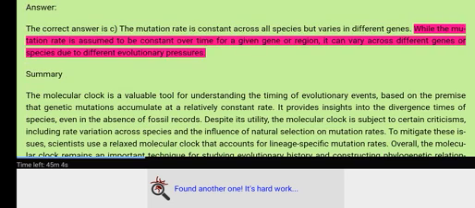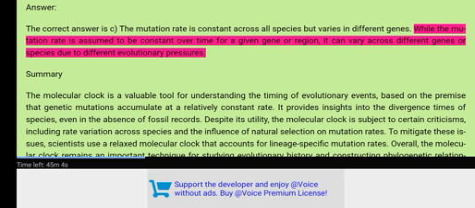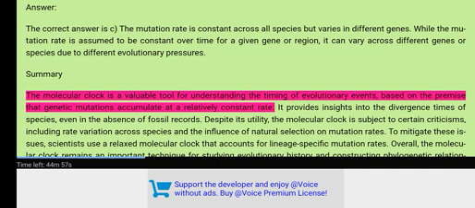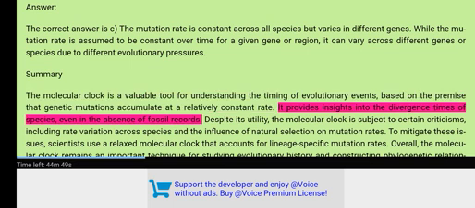While the mutation rate is assumed to be constant over time for a given gene or region, it can vary across different genes or species due to different evolutionary pressures. Summary. The molecular clock is a valuable tool for understanding the timing of evolutionary events, based on the premise that genetic mutations accumulate at a relatively constant rate. It provides insights into the divergence times of species, even in the absence of fossil records.